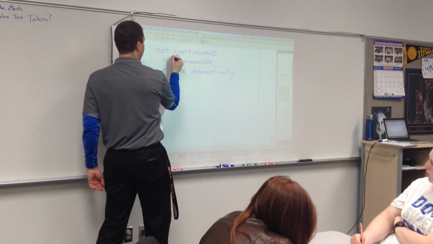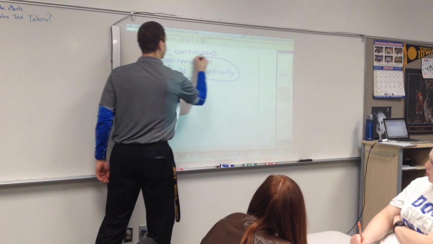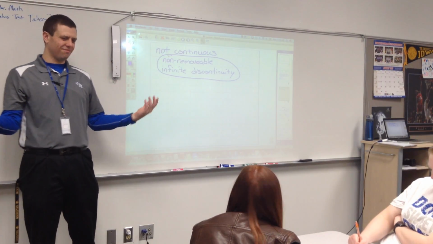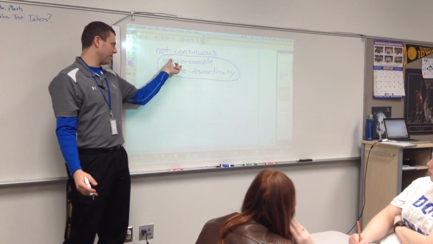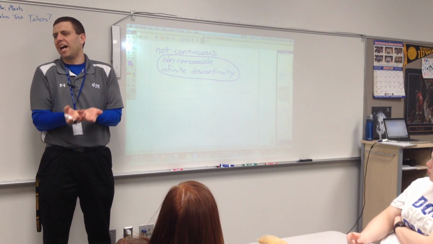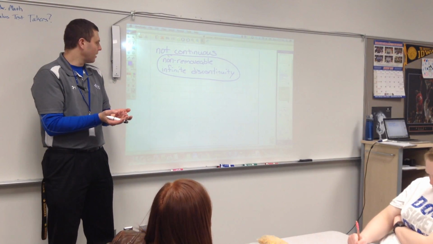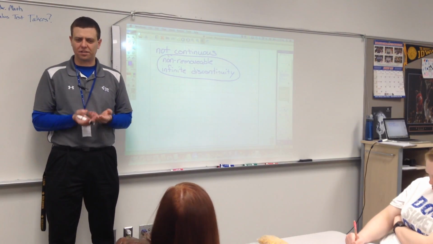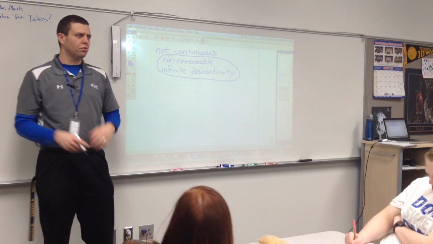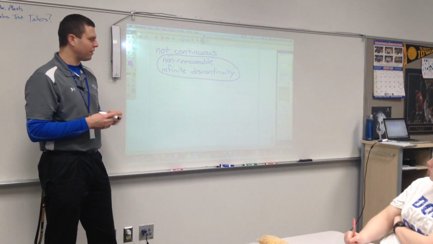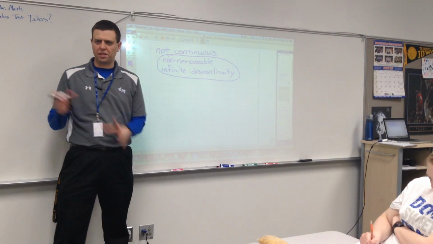If you would just write these two things, you probably don't need to write that top one because that's kind of obvious. If you write this, I know you know it's not continuous. If you say it has some sort of discontinuity, then obviously you're saying it's not continuous. So when you describe the continuity of a function, if you would just say this for this one, that would be great.